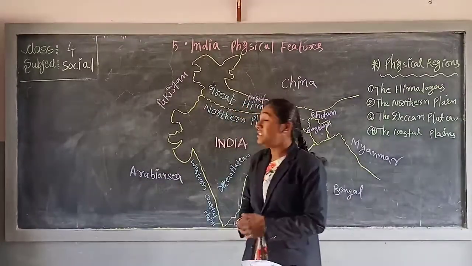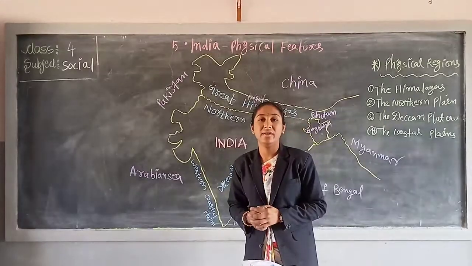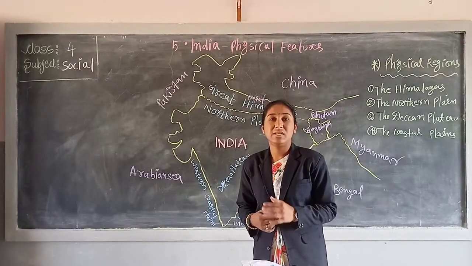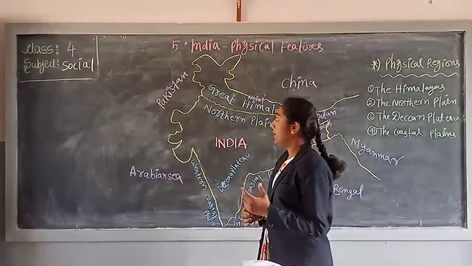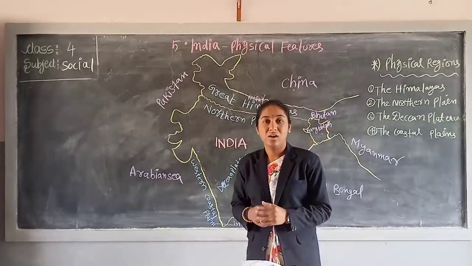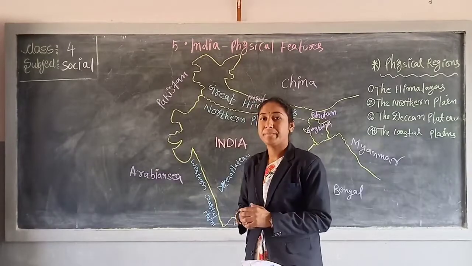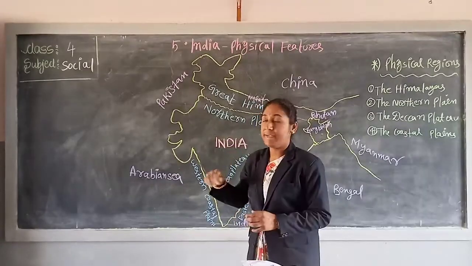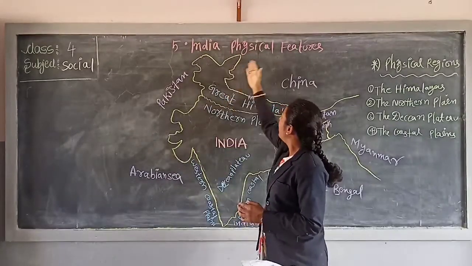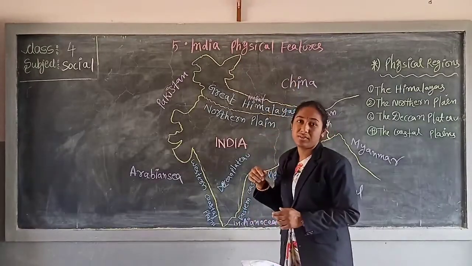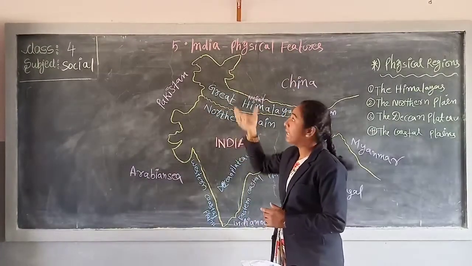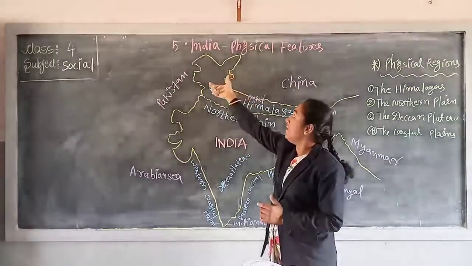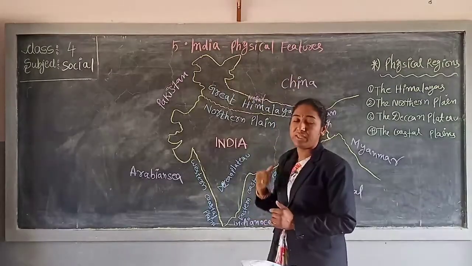Good. Tell me, children, which lesson are we learning? Which lesson did we discuss in the previous class? Very good. Fifth lesson. What is the fifth lesson name? Look at the board and tell me. India, physical features. Very good. Which country's physical features? Our country, India's physical features.